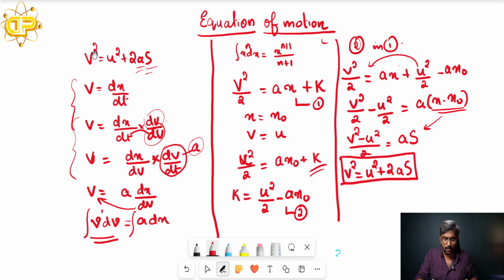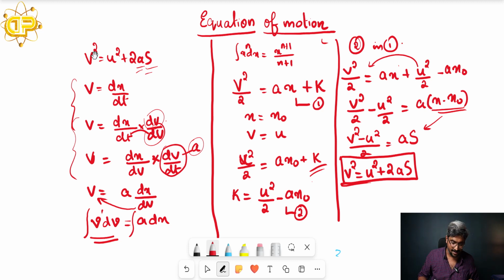So here comes the third equation of motion, that is v square is equal to u square plus 2as. All three equations, the previous equations which we had studied, are again derived using the integration method. Just go through the values, go through the equations and get the answers. Do it yourself: pause the video and do it yourself and get it clear.